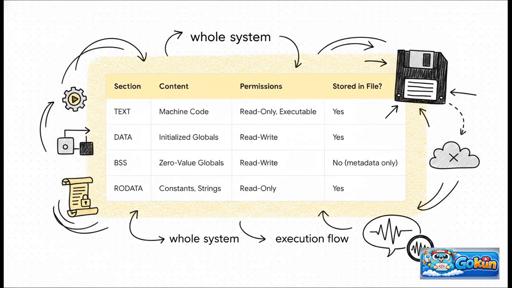Think of it as the floor plan for your program. Text is for your code. You can run it, but you can't change it. Data and BSS are for your global variables you can read and write to, and RODATA is for constants you can read but can't change. And just remember that key optimization. BSS is just metadata to save space on disk. It's a small detail, but it's why Go binaries can be so lean.